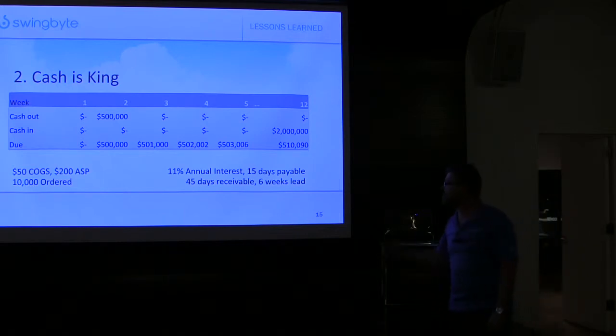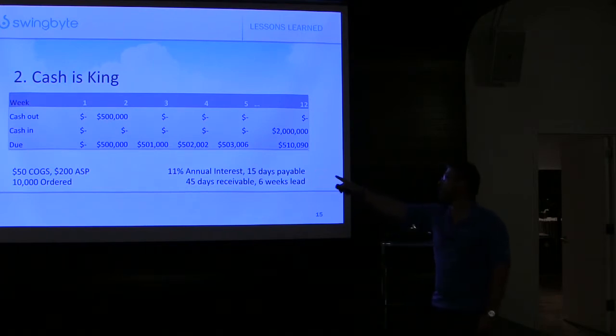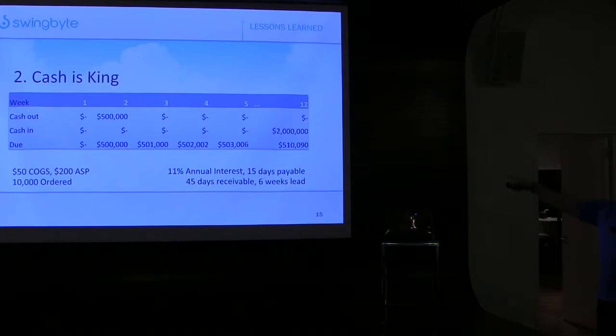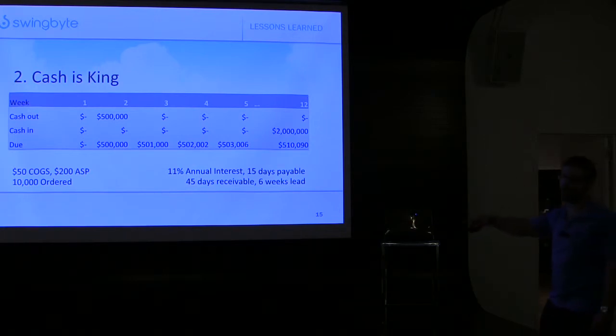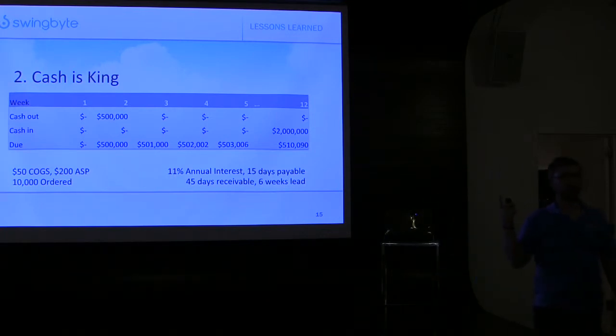What that means is you got that order week 0, really. You're out $500,000 week 2. You're accruing interest, and week 12, you finally get paid. Now, if you don't have a line of credit, and you haven't raised enough money to be able to finance this sort of thing, you're kind of screwed. You can't actually take this on.